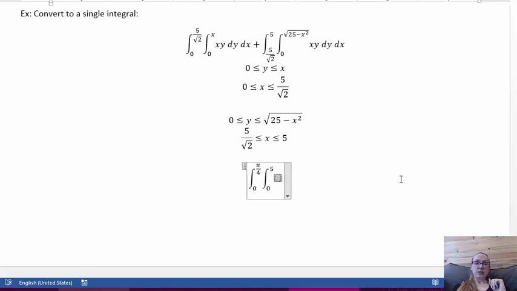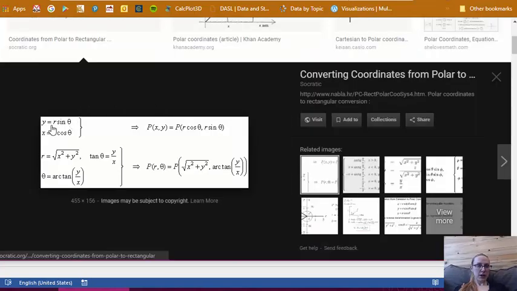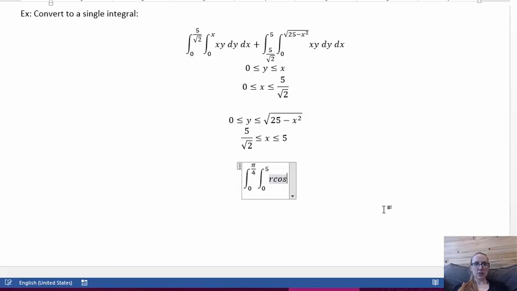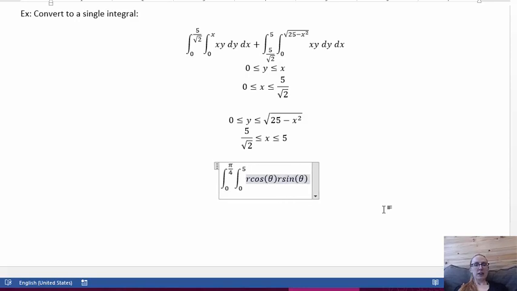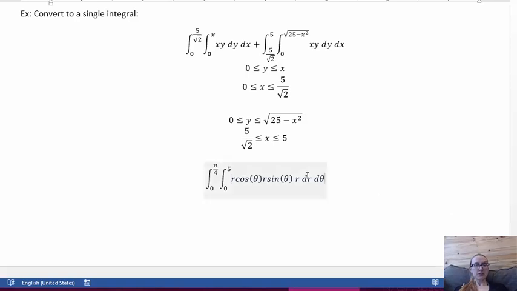All right, and then the integrand is x times y, but of course I can't put xy in here because I need to convert this into polar coordinates. So you'll need to go back to the polar coordinate conversions. Here's a quick reference. y is r times the sine of theta, x is r times the cosine of theta. So this is going to be r cosine theta, r sine theta, and then instead of dy dx, we need r dr d theta. All right, so there's the integral.